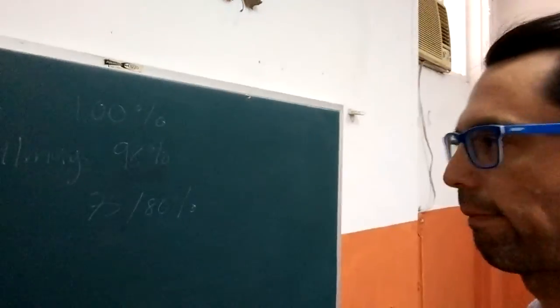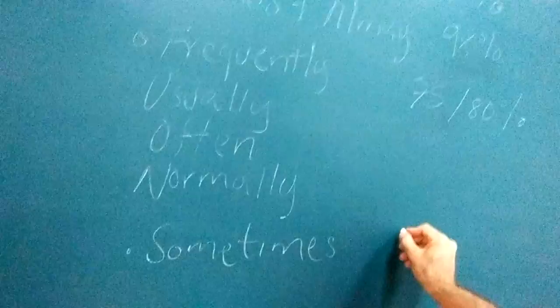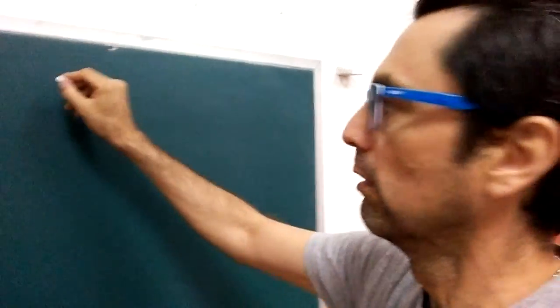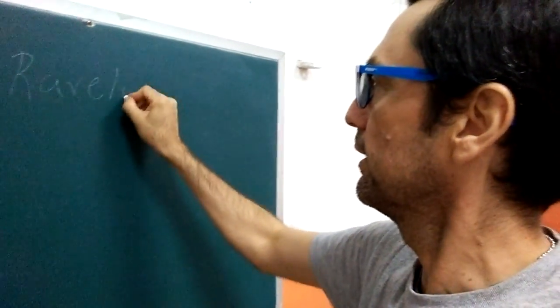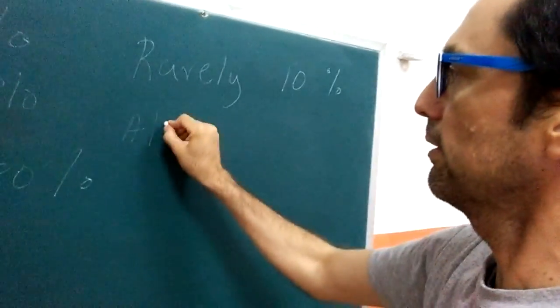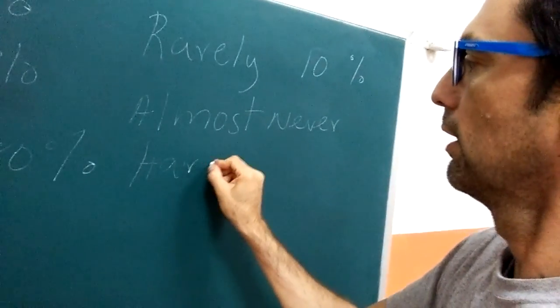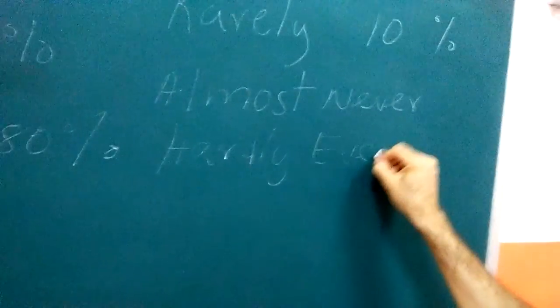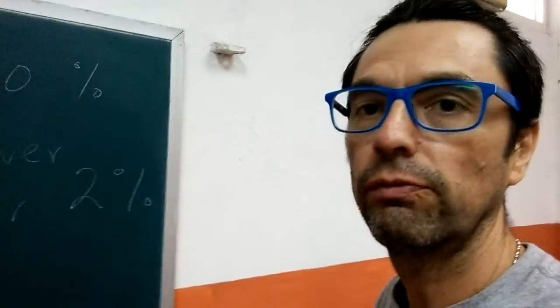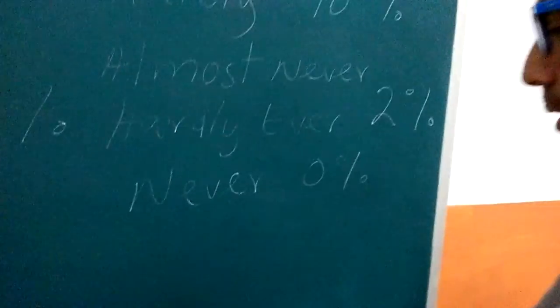What else? Then we have sometimes. Sometimes means 50% of frequency. After sometimes, we have a very extreme jump to rarely. Rarely is 10% of frequency. Then we have almost never. You can say almost never or hardly ever. Both of them mean just 2% of frequency. At the end, we have never. Never means 0% of frequency.